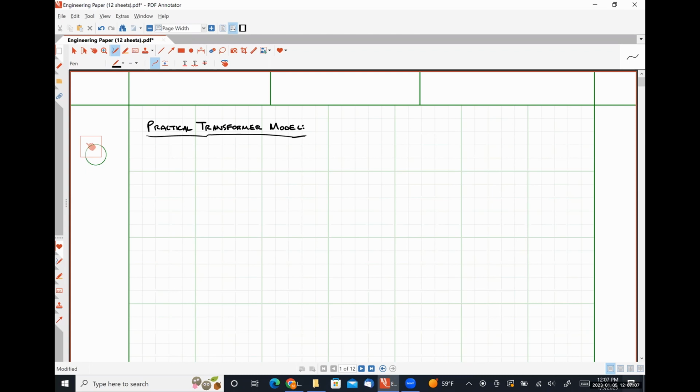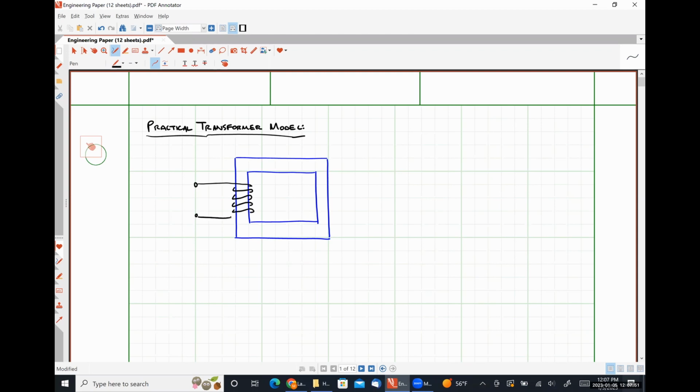So we're going to start by talking about where our series components come from. Actually, I'm going to start by drawing a little picture here. Okay. So let's see. I think I've been using blue for structures. So this is going to be our core. Because we have a transformer, we will have windings on both sides of our core, like so.